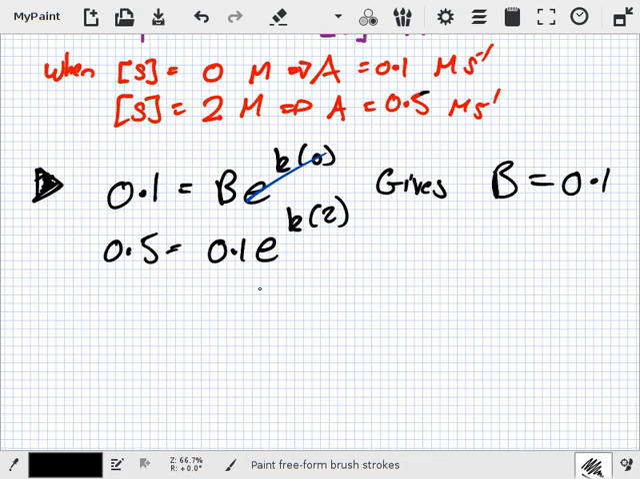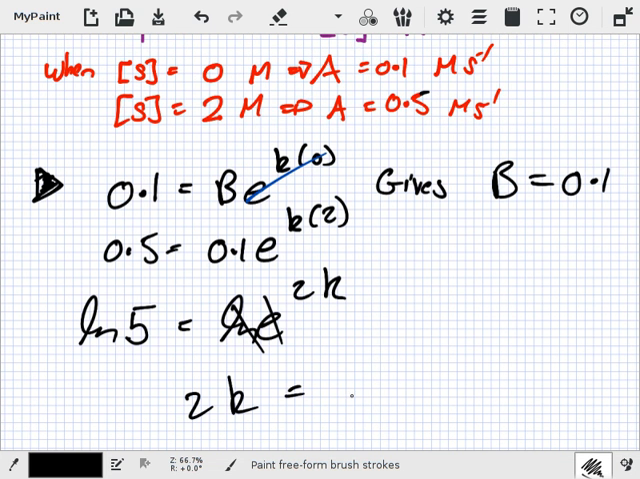Not log yet. Little early for log. There's something to do before that. Divide by 0.1. So 0.5 divided by 0.1 is 5. Okay, what's next? Yeah. So the log and the e cancel. So you're just left with 2k equals log 5.